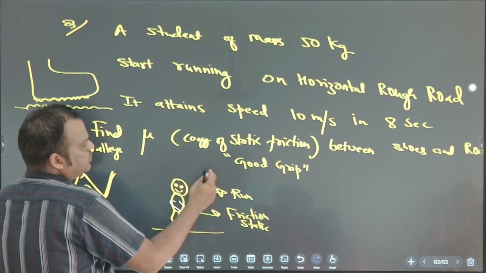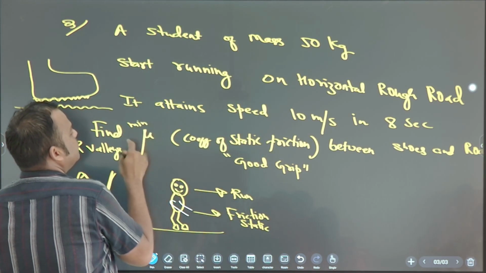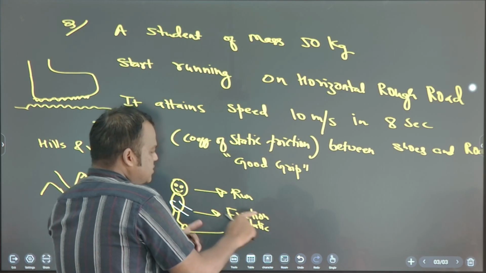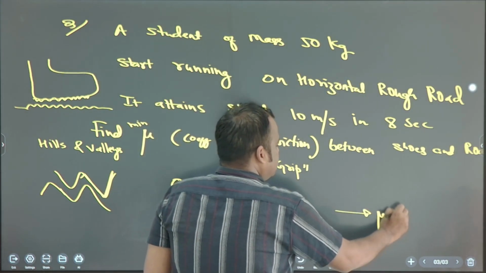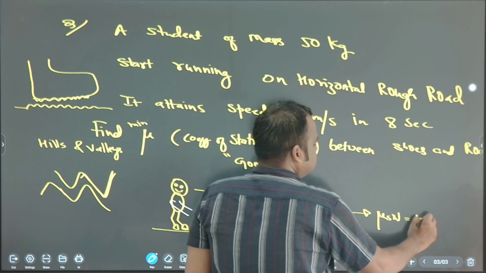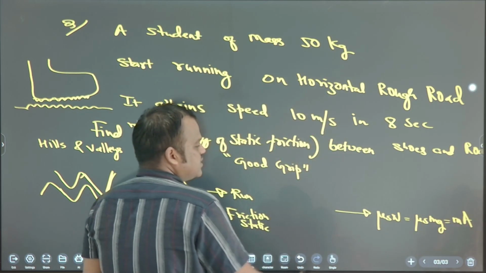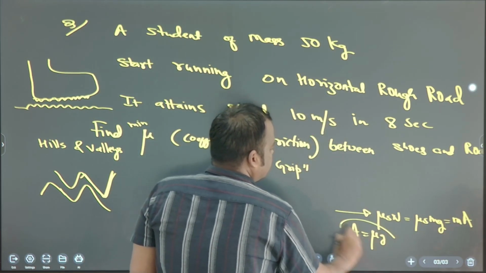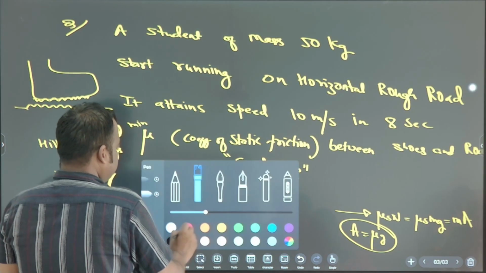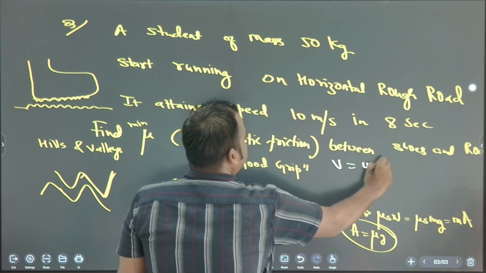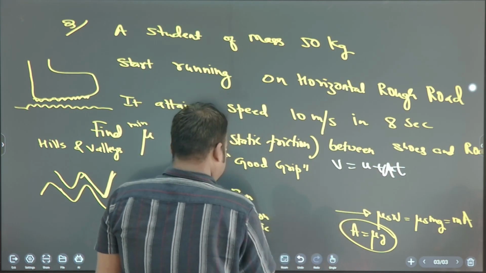So what is the minimum coefficient of friction needed? You can use the maximum friction formula. What is the maximum friction formula? Mu s N. And what is N here? Mg. Now equate it with ma. So what is the acceleration? Mu g. Now use v is equal to u plus at.